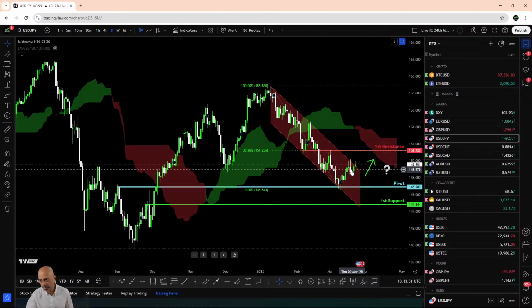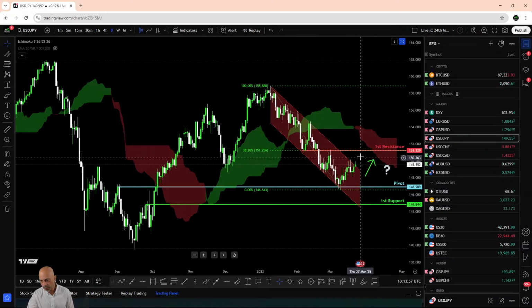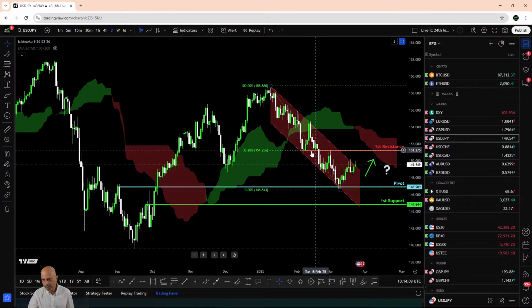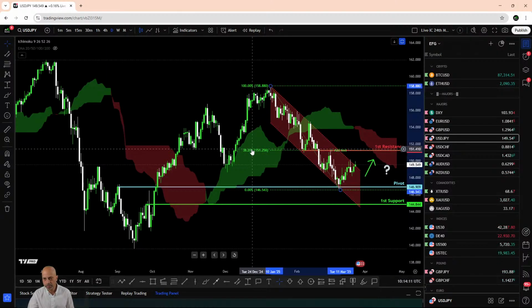You can see here there was an attempt on Wednesday, 19th of March. This was a failed attempt. Perhaps this time round we could see a much stronger push for dollar yen. And if we do see a clean breakout of this downward channel, then I think it's very likely going to make a strong run towards the first resistance at 151.23. This is an overlap resistance that's accompanied by Fibonacci retracement at 38.2%.